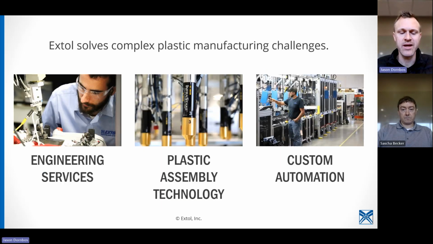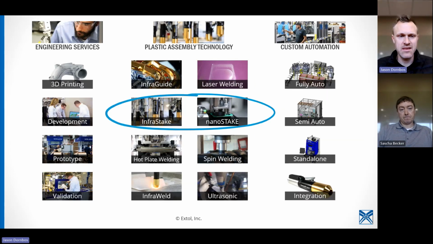So we have three main areas where we can assist you. We have engineering services, plastic assembly technology, and custom automation. Those break down like this. We can help you with 3D printing. We can help you develop your joint design, and we can help you do prototype testing and trials to make sure that the joint design you've selected is going to be sufficient. We can help you do tests to validate the strength. And if you're doing welding and you need to leak test things, or there's all kinds of different testing we do. The main goal of our engineering services is to partner with you to help you have a robust manufacturing process when you get to that point.